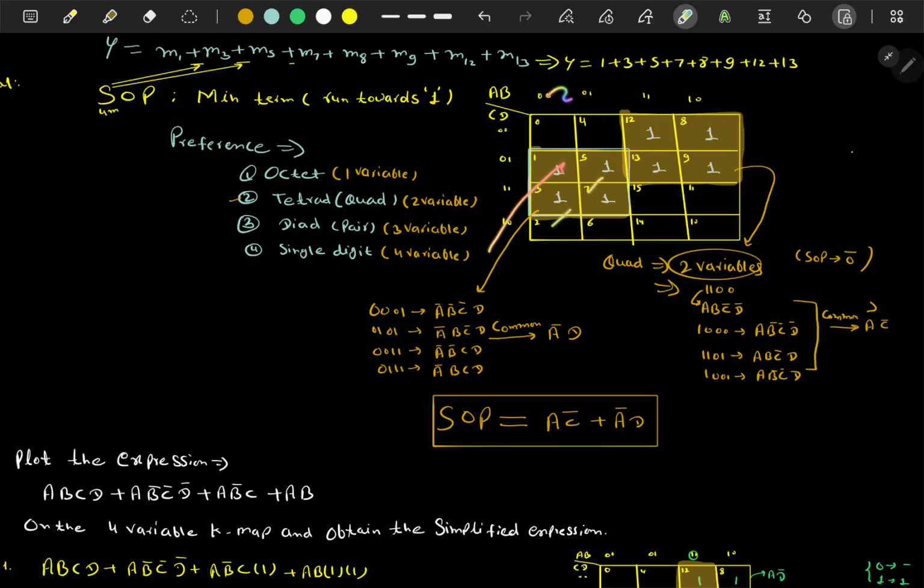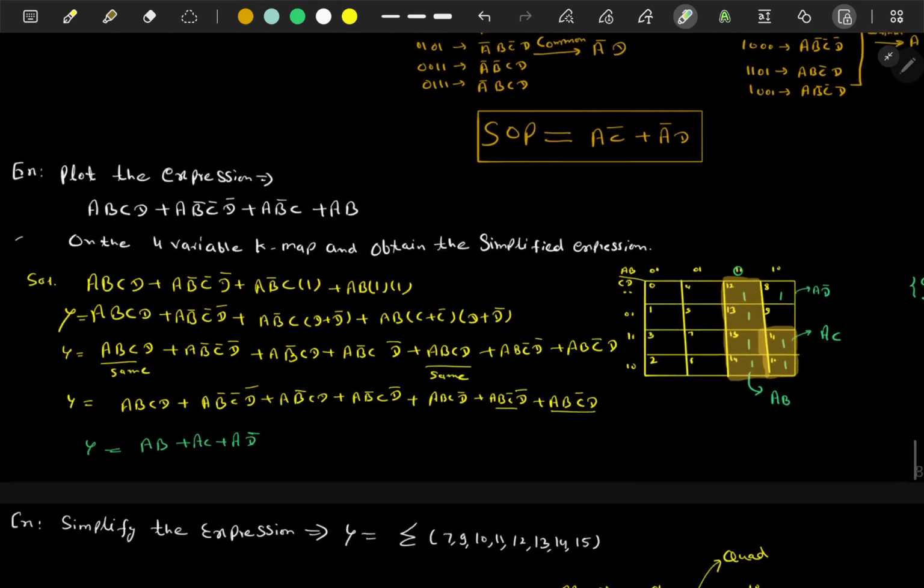Now look at the other group: 0001, 0101, 0111, and so on. Look for the common term. D will be there, and A bar will be there. By just looking at this, you can also find the answer. Since it is sum of products, it will lead to the answer.